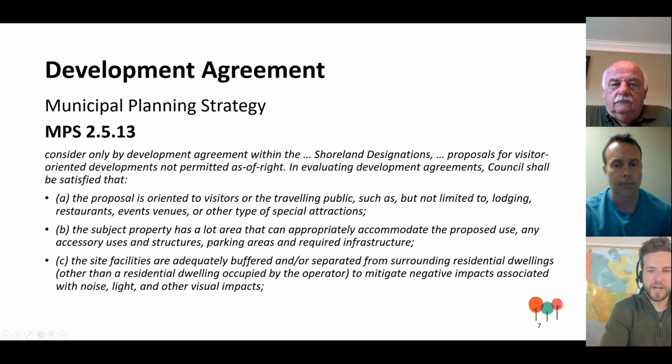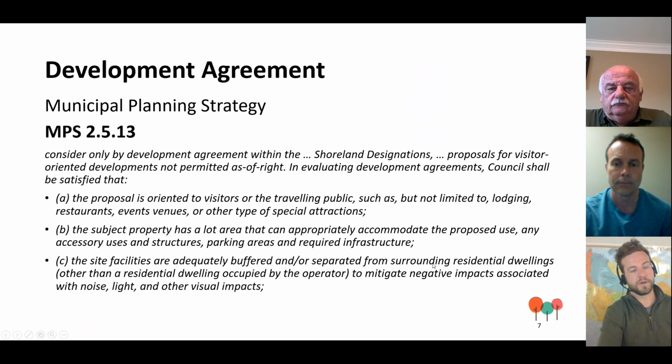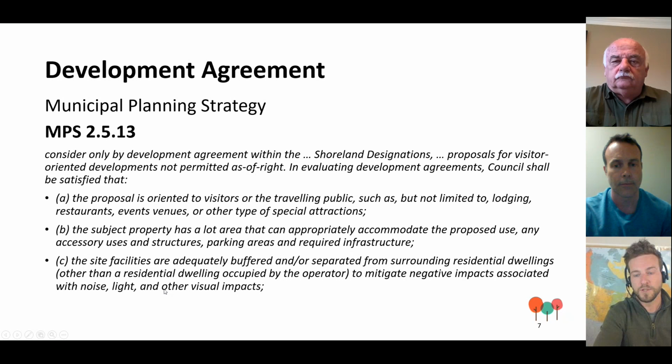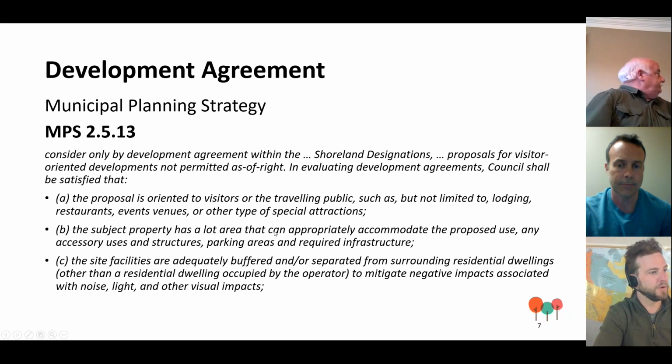And we want to ensure that the lot area is at least sized appropriately to accommodate the buildings themselves, but also parking areas, amenity space, and required infrastructure. The other criteria that's specific to this type of development agreement is that the site facilities are adequately buffered or separated from surrounding residential dwellings. And so when we saw that air photograph map, there are some residential properties in the area, and certainly we want to minimize the potential impact that this tourist accommodation may have on those. You may have people celebrating late into the evening or so on. And so we want to have some visual screening, and this addresses visual impacts and noise and light as well. So those are the sorts of things that we want to try to minimize the impact of by providing adequate buffering and screening or separation.